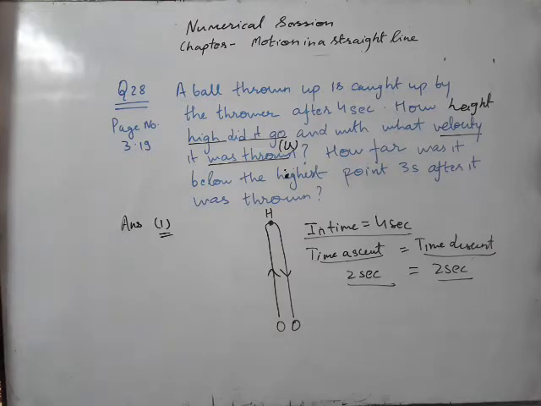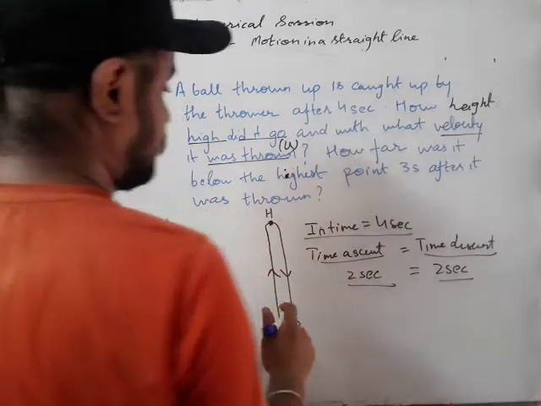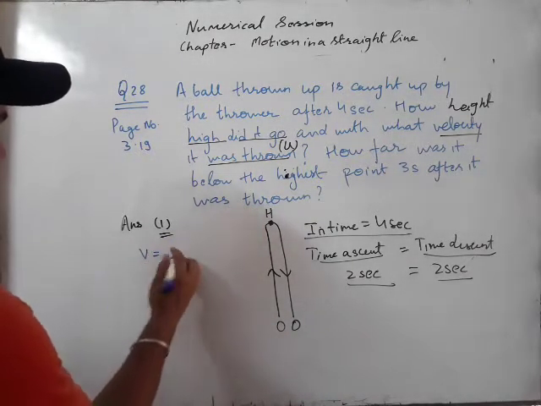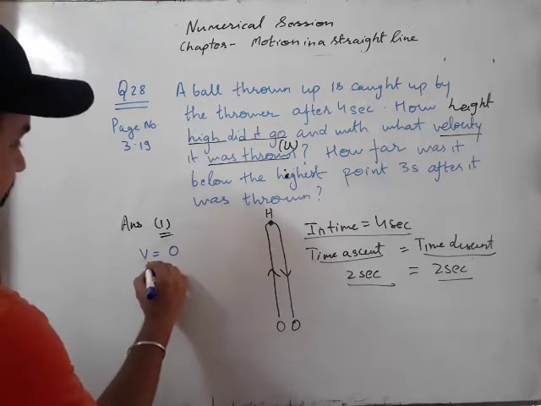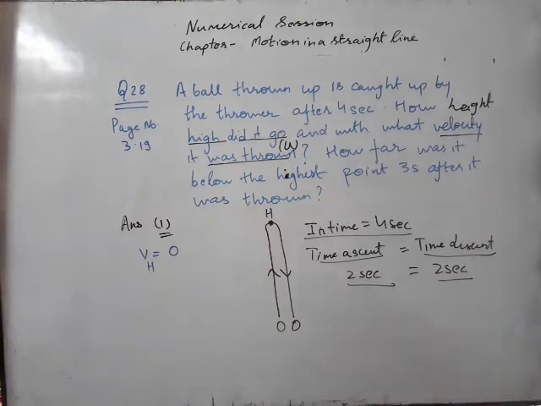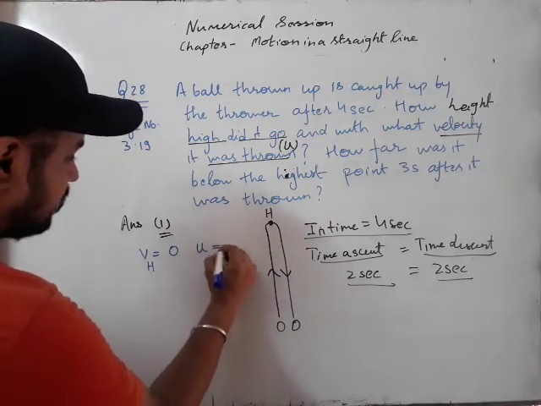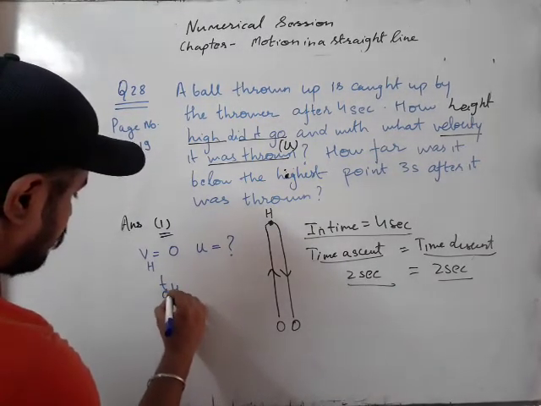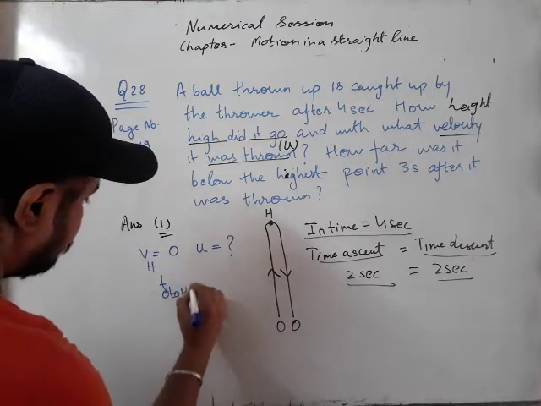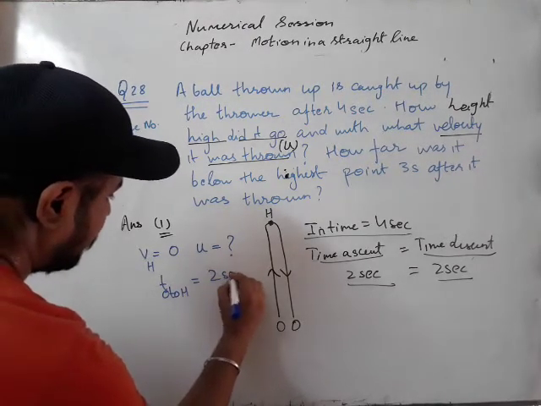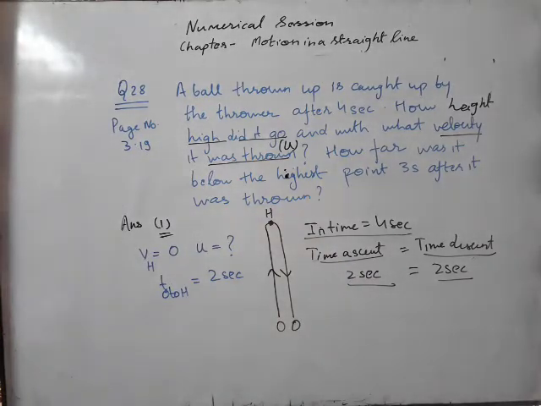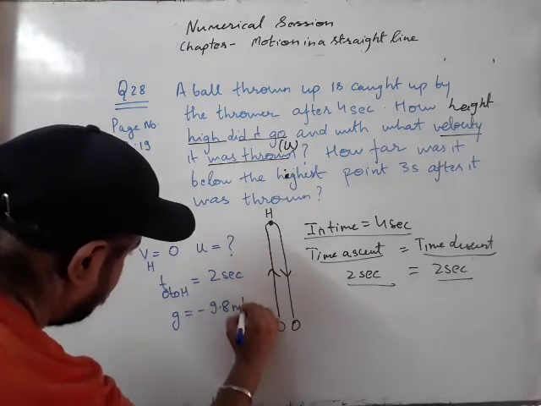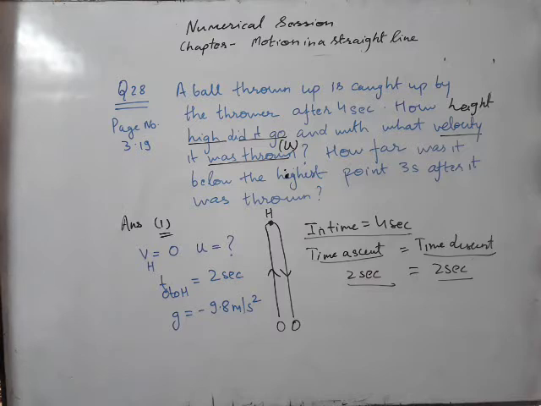So we need to find out the velocity with which it is thrown. At the highest point we have to find the height also. So if we consider the velocity at the highest point, at h it will be 0, because at the highest point it is 0. Initial velocity we have to find, that is not given to us, and the time to reach the highest point is the time of ascent, that is 2 seconds given to us. Since the body is moving up against gravity, g will be here minus 9.8 meter per second square. If the value is not given, we have to take the standard value.